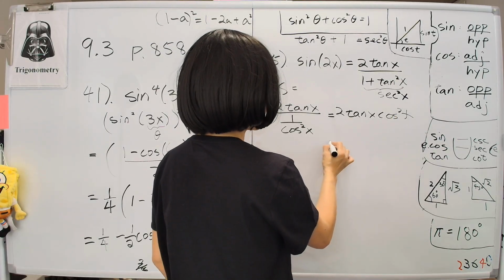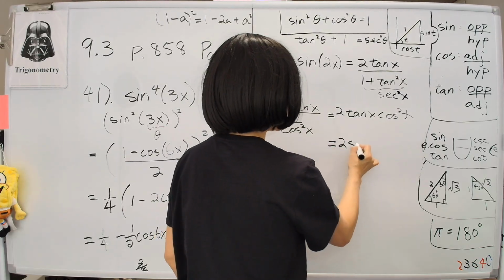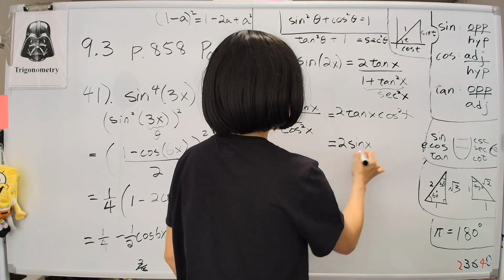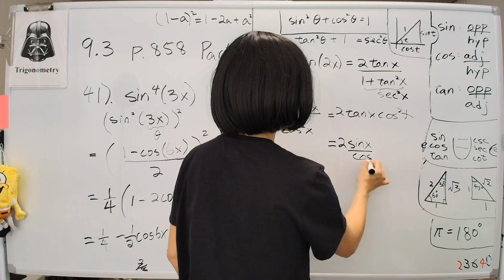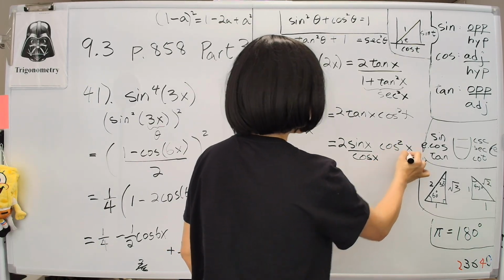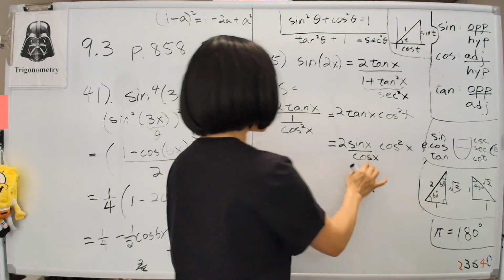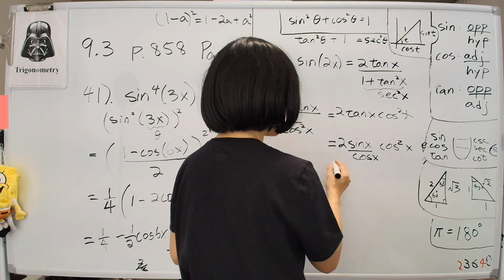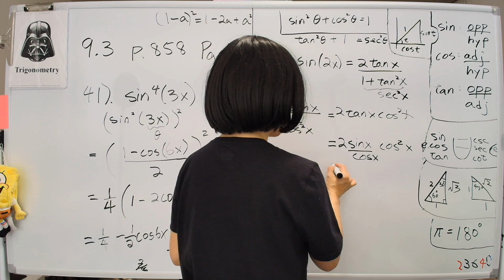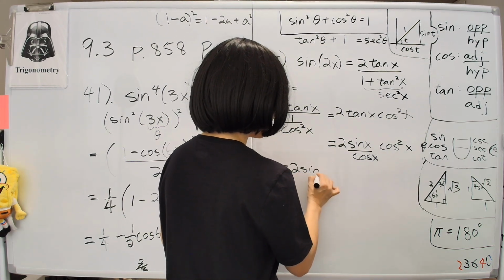And continuing, tangent is sine over cosine, so 2 sine x over cosine x times cosine squared x. Remember the square means the entire cosine x is being squared. So this cancels out to have just one left. So the answer is 2 sine x cosine x.